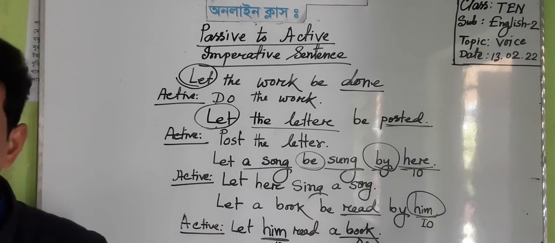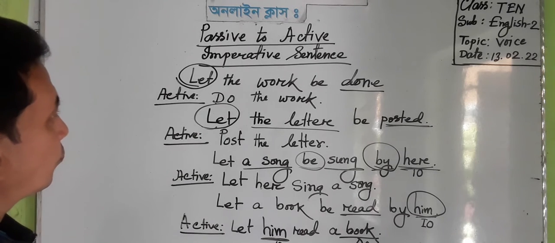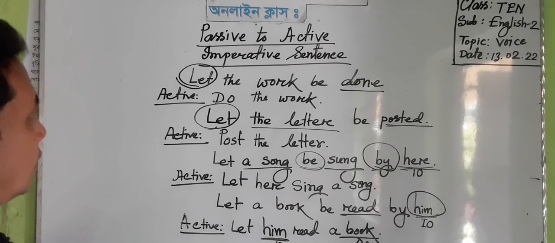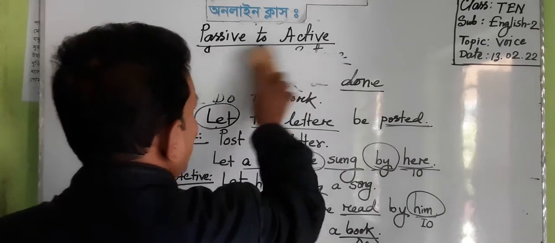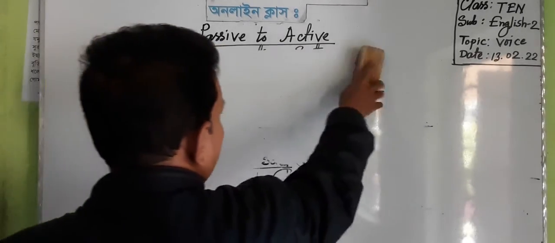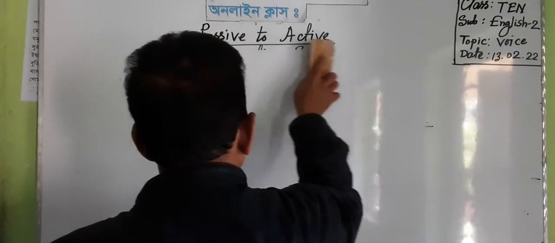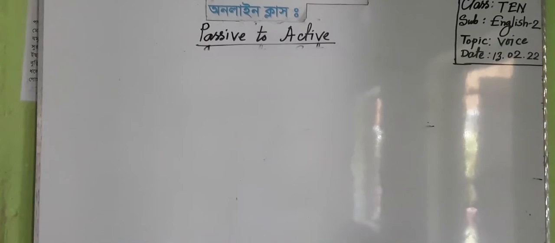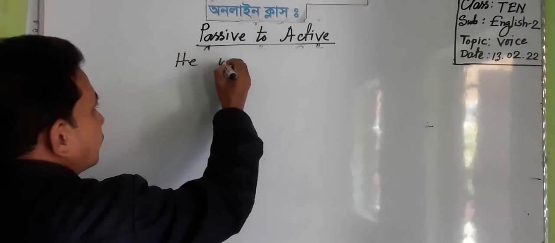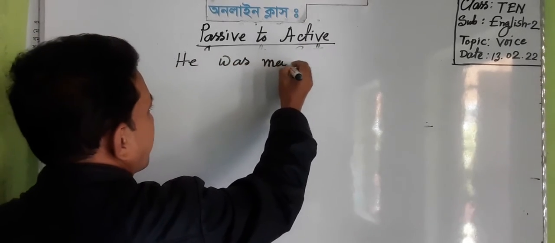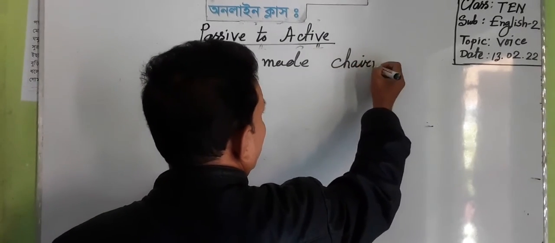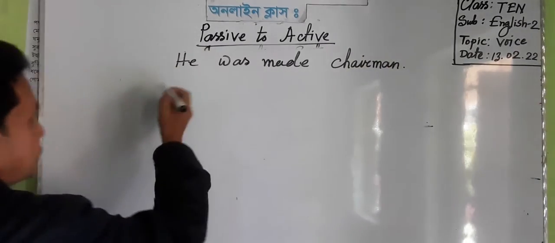Dear students, now we will go to another kind of voice sense, passive to active. Now I will give an example of this type of sentence. Dear students, follow me and look at the whiteboard. Such as: he was made chairman. He was made chairman. Active.